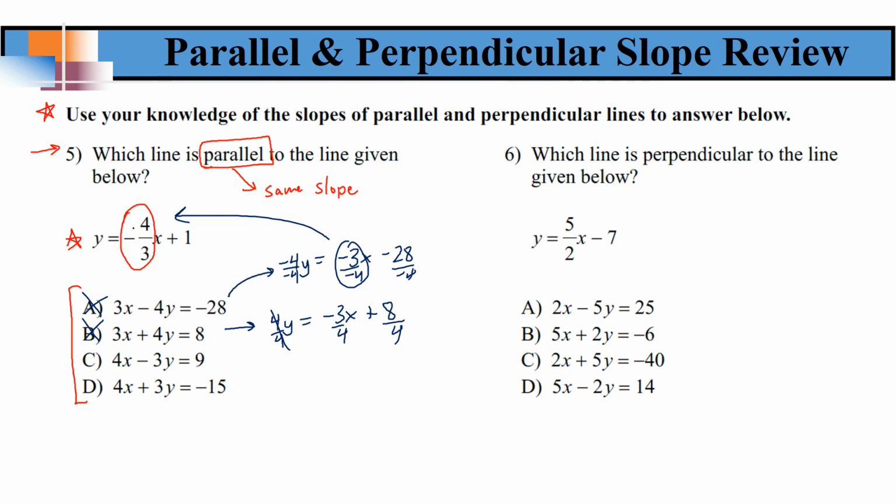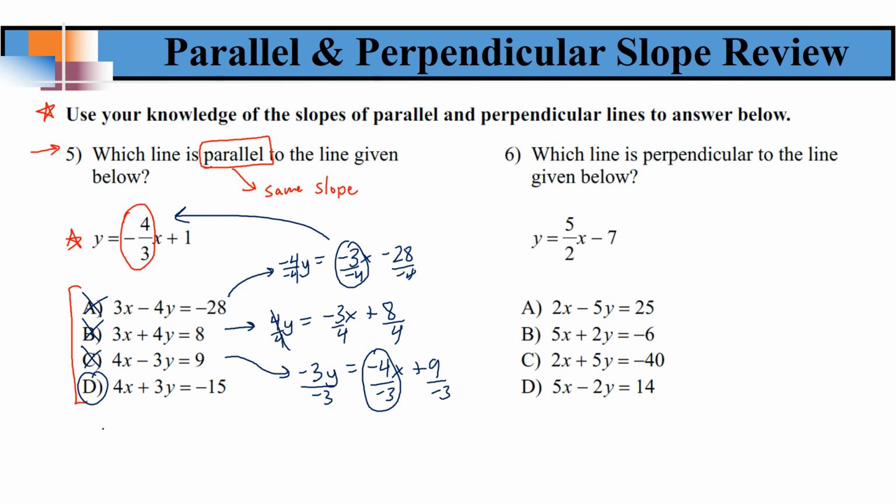We know we need a -4/3. Let's watch what happens in our third option. In our third option, if we subtract 4x from both sides, we have -3y equals -4x plus 9. If I divide by -3, you'll notice a negative divided by a negative gives us a +4/3, not a -4/3. So answer choice C can't work. It's got to be answer choice D.